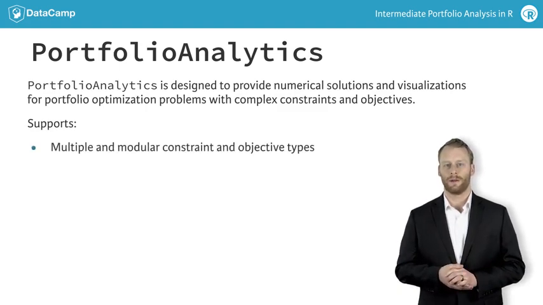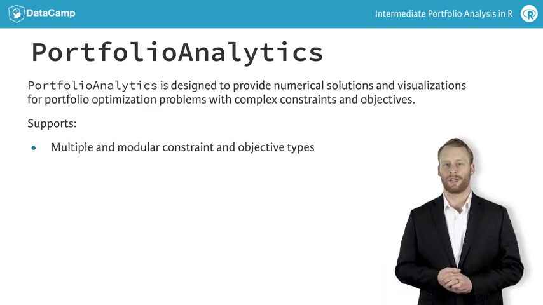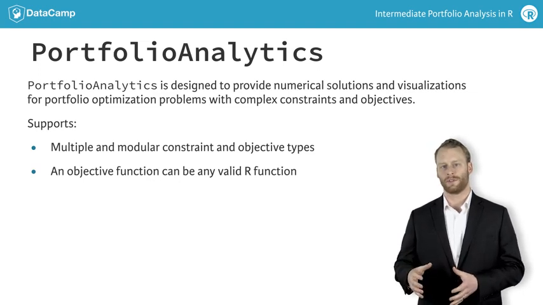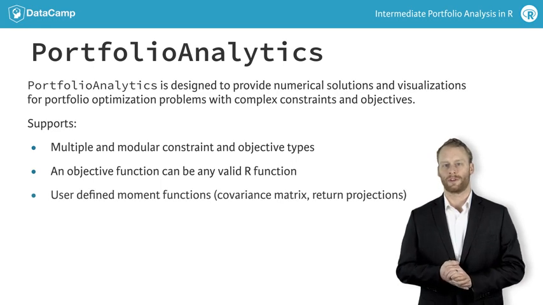The multiple types and modularity of constraints and objectives allow you to add, remove, and combine multiple constraint and objective types very easily. An objective function can be defined as any valid R function. This means that you are not limited to a specific type or set of problems. Like objective functions, you can define custom moment functions as any valid R function.